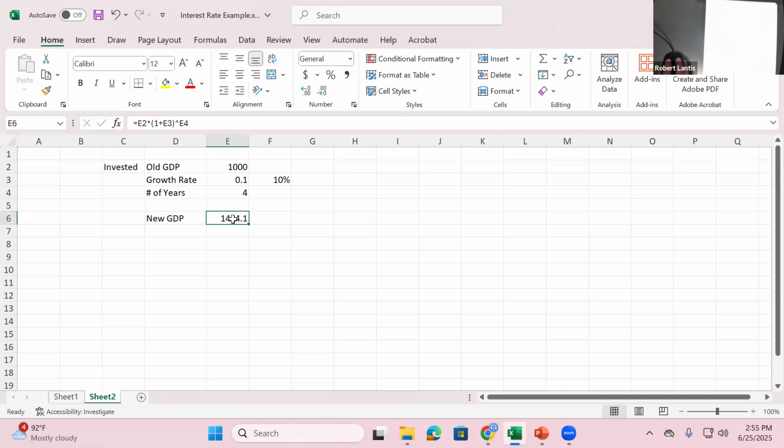Now, that's a pretty sizable increase, right? Just from 1,000, I now have 1,464. So what did I gain? Well, it was my new amount minus whatever I invested. I made $464 over that 4-year time period.